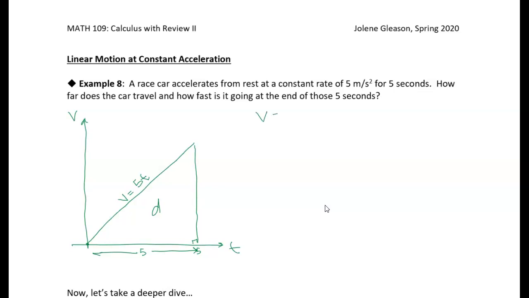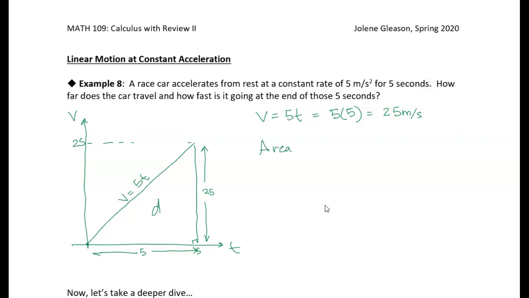And we know that v is equal to 5t, right? So if we just let t equal 5, that means at the end of 5 seconds, we're going to be going 25 meters per second, because we're accelerating at 5 meters per second squared. Okay, so this point up here, if I were to just draw this here, this would be 25, which means that this side length here is 25.